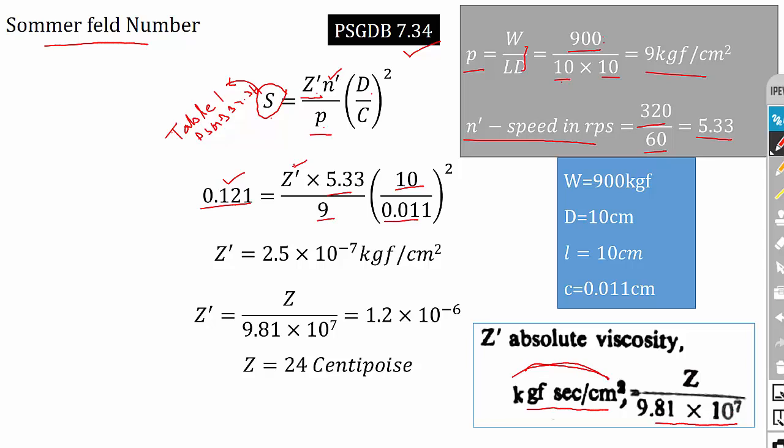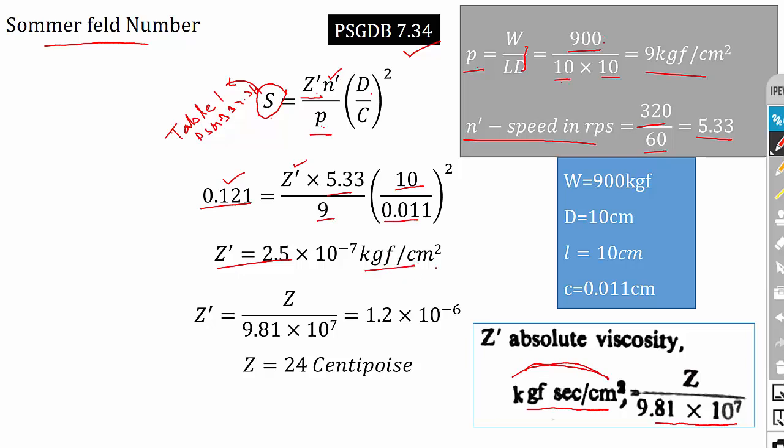Anyway, we have to find out the Z dash value. Then N dash is equal to speed in RPS, that is 320 divided by 60. Then D is the diameter, C is the clearance ratio, and P is the allowable bearing pressure, P equal to W divided by LD. You can substitute all the values and calculate Z dash. The calculated Z dash value is 2.5 into 10 power minus 7 kgf second per centimeter square.